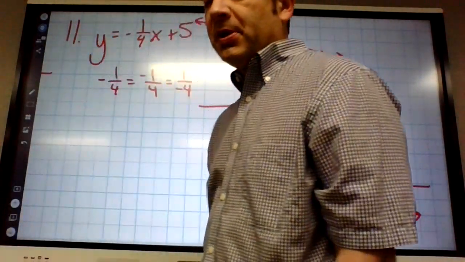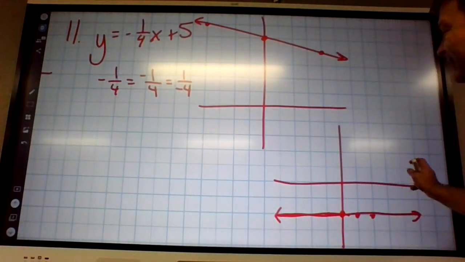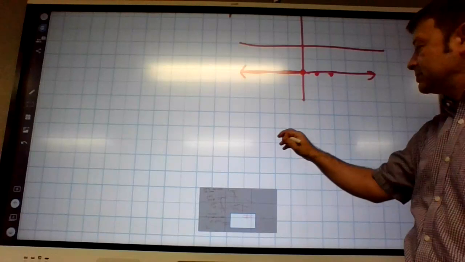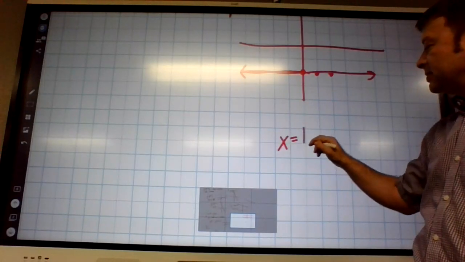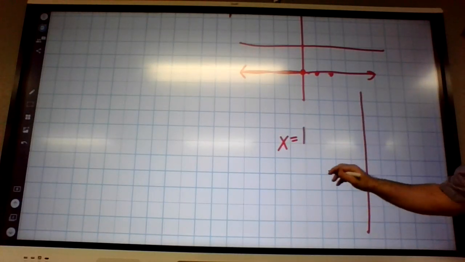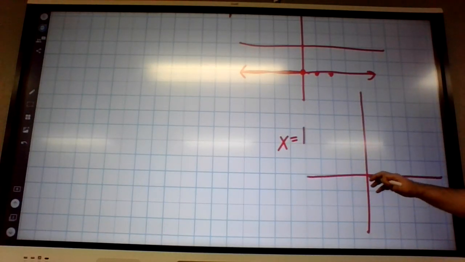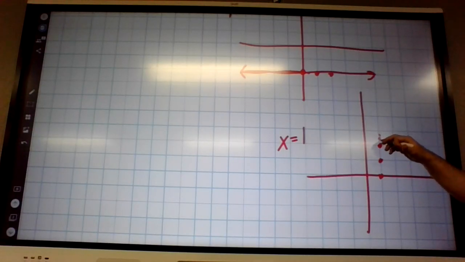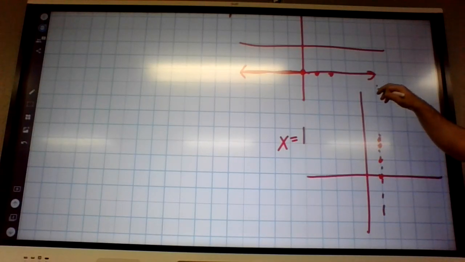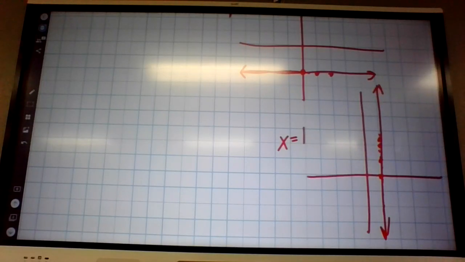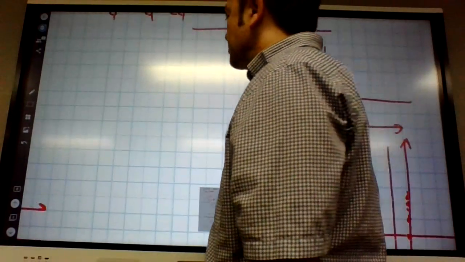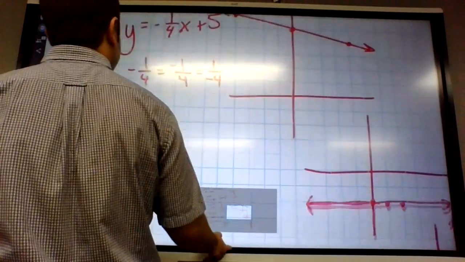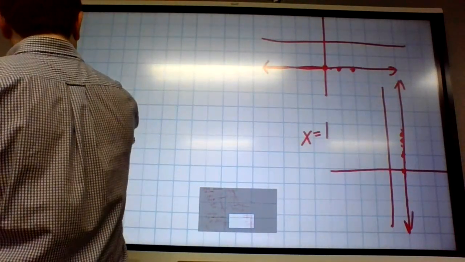Looks like they didn't put it on today's, but what if they had said x equals? It would just be a line up. Like x equals 1, for example, you go over to 1 on the x-axis. All these points have an x value of 1. So it's just a vertical line through 1 on the x-axis. But they didn't ask that today. They're going to ask it later, I'm sure.